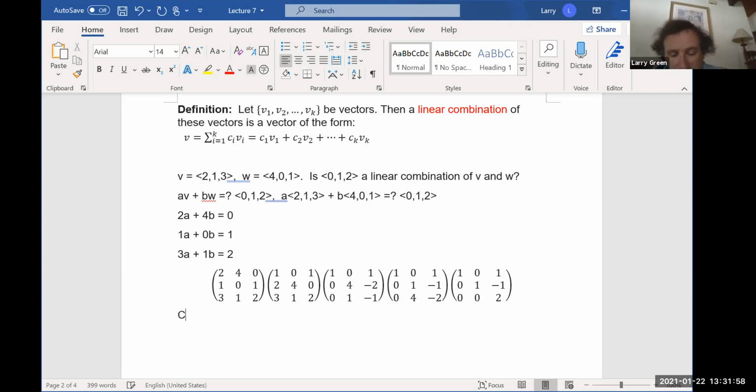So the conclusion is that 0, 1, 2 is not a linear combination of V and W. Look at the last row of this matrix. And remember that the first 2 columns are A and B, and the third is what they're equal to. And this says 0a plus 0b equals 2. Does that make sense? So that's the 0 we're talking about.